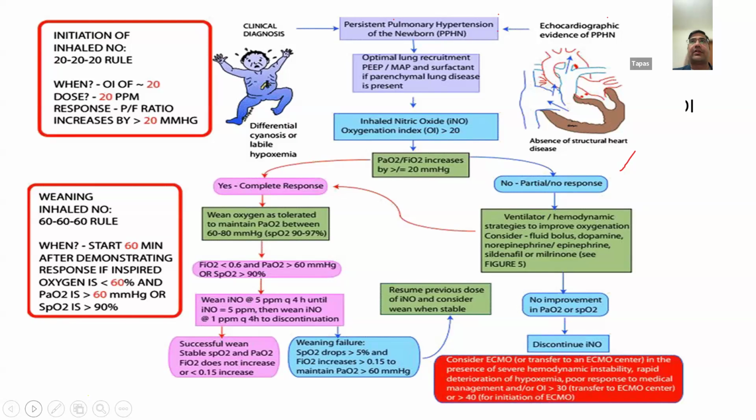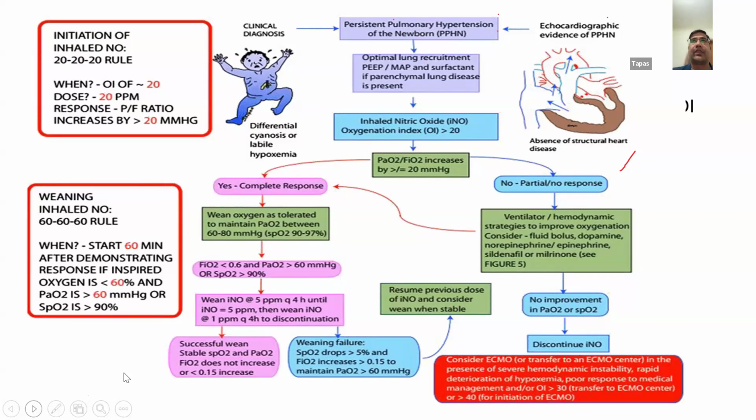Sometimes you may not find a response in some of the neonates, particularly in babies with CDH or LV dysfunction, or when your recruitment strategies are not good or the baby is in shock. In those cases, you should try to optimize your oxygenation by lung recruitment and appropriate ventilation. You should consider fluid boluses and inotropes, particularly if the baby is in shock or there is RV or LV dysfunction. If there is still no improvement in PO2 and SpO2, you have to discontinue the INO treatment.